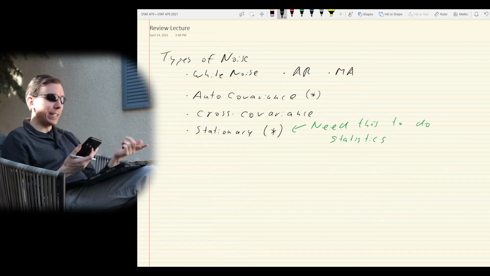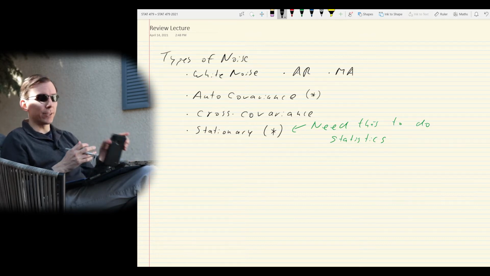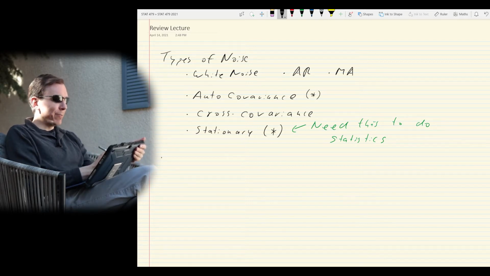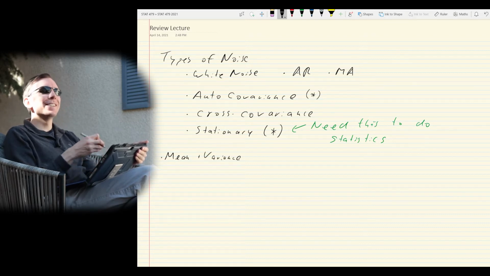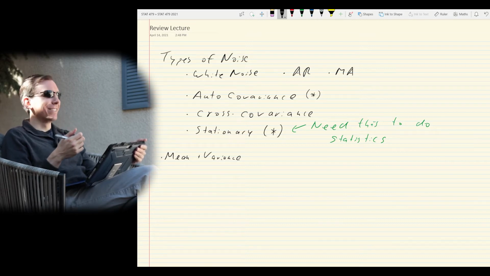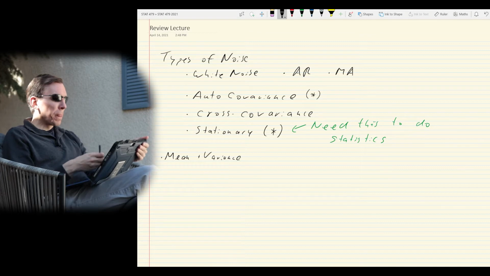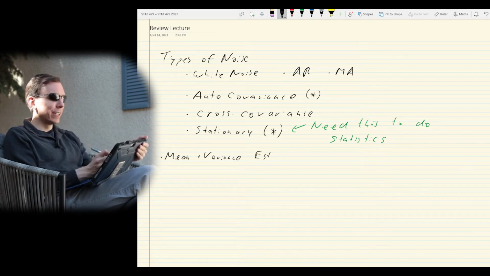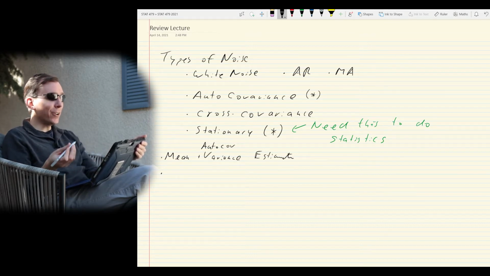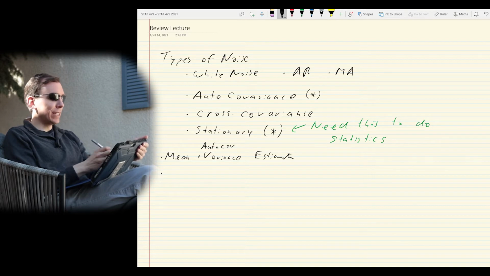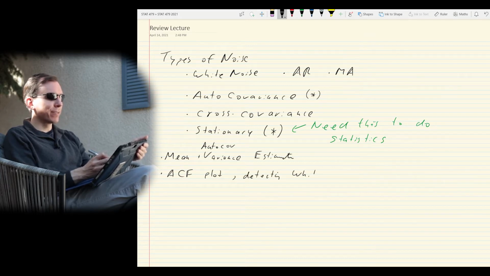Now, we talked about estimating the mean and the autocovariance and even detecting white noise a little bit. So we did things like mean and variance estimation. We also talked about autocovariance estimation. We also looked at the ACF plot and detecting white noise.